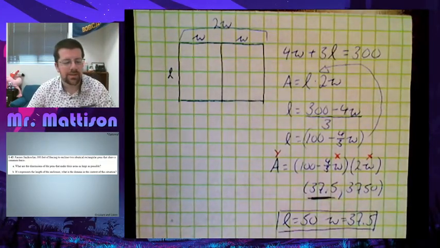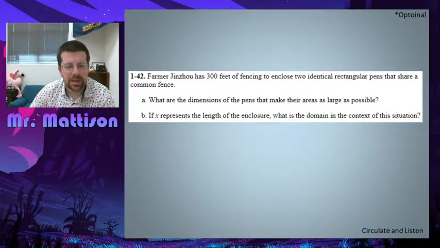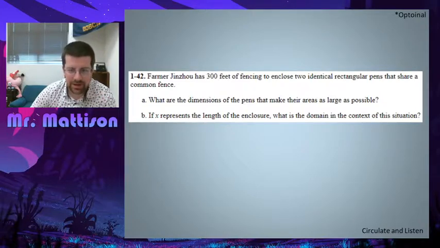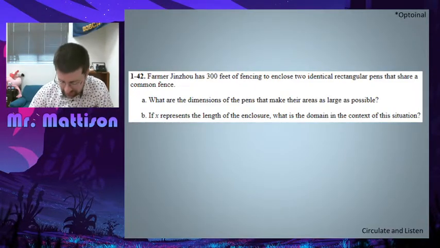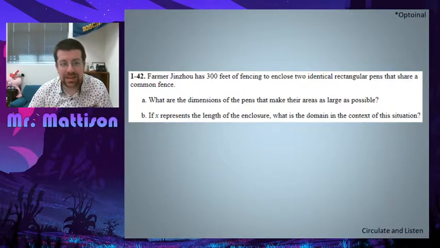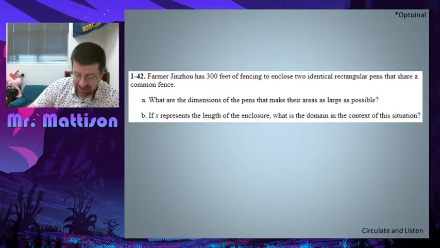All right, so let's head back over here real quick. So then B, if X represents the length of the enclosure, what is the domain in the context of the situation? So I think I actually did mine in terms of width. So let's change that up real slightly just so that I can actually answer that quick question in particular.